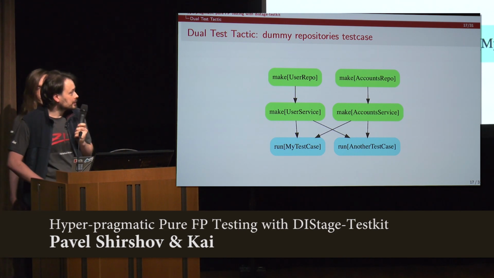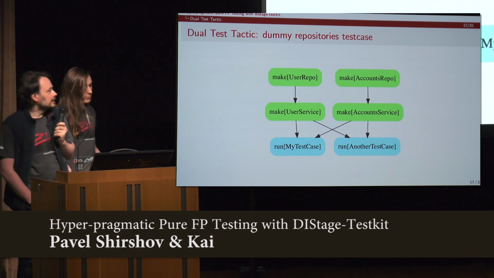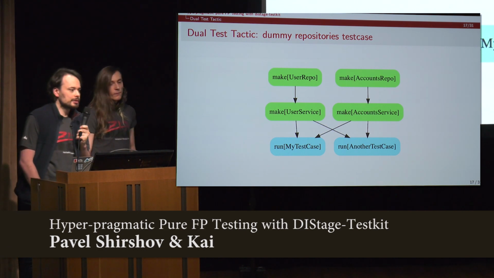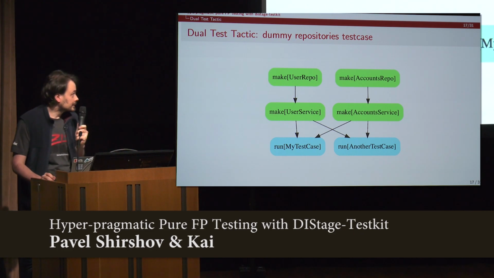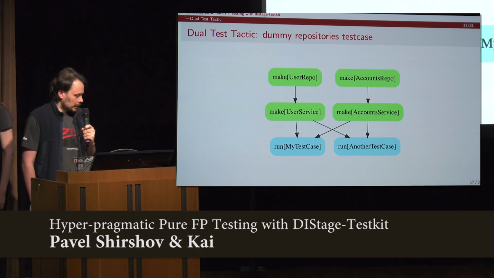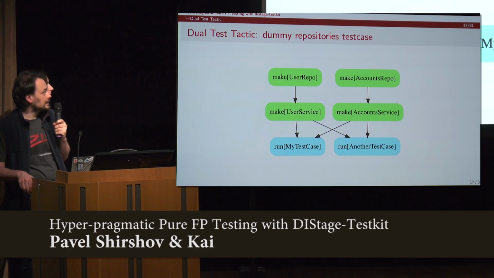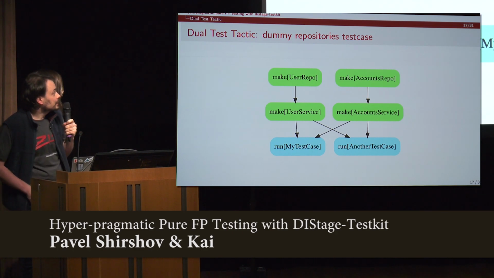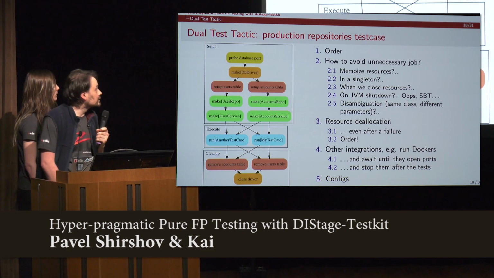Here is a diagram representing a sequence of steps which need to be performed to run a test suite in an imaginary project consisting of two services, user service and account service, each correspondingly depending on user repo and accounts repo, and the test suite itself consists of two actual tests. Such diagrams, mathematicians call them project networks. And arrows here mean should be done after. So, for example, the actions make user repo and accounts repo are independent and may be executed in parallel.